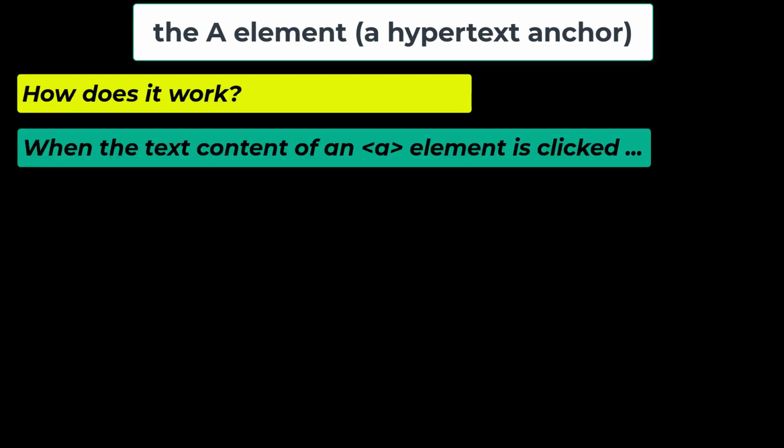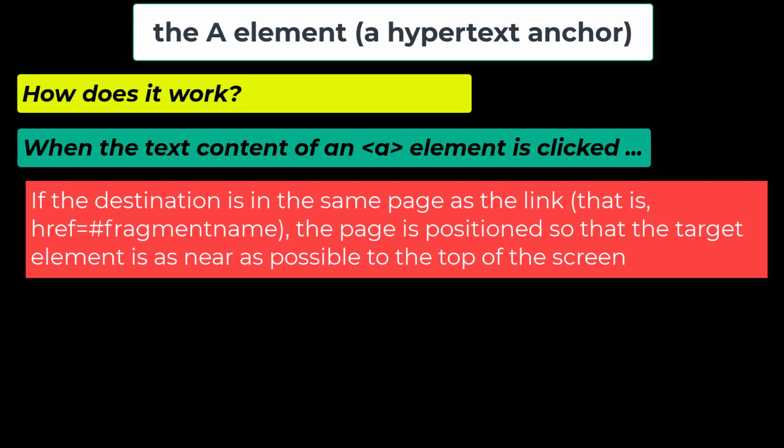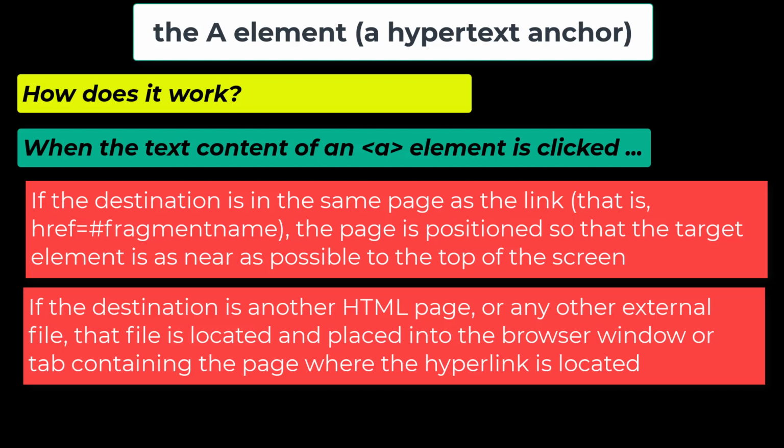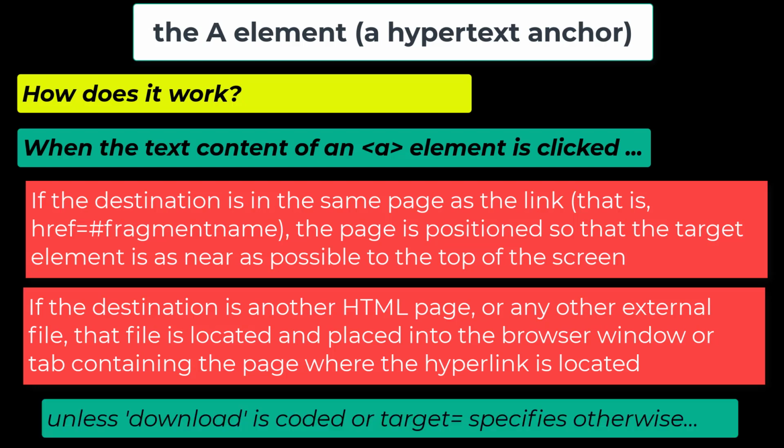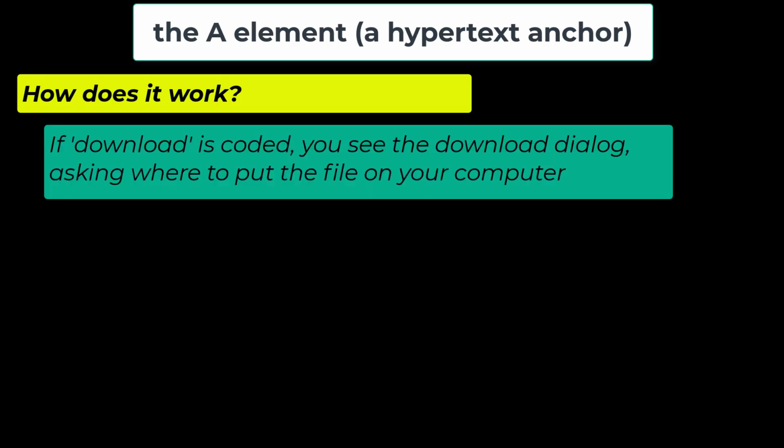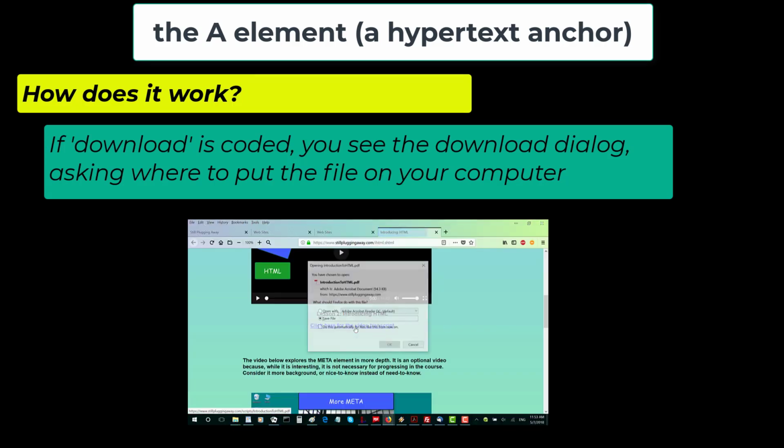When the text content of an A element is clicked, if the destination is in the same page as the link, that is, href is of the form #fragment name, the page is positioned so that the target element is as near as possible to the top of the screen. If the destination is another HTML page or any other external file, that file is located and placed into the browser window or tab containing the page where the hyperlink is located, unless download is coded or target specifies otherwise. If download is coded, you see the download dialog asking where to put the file on your computer.